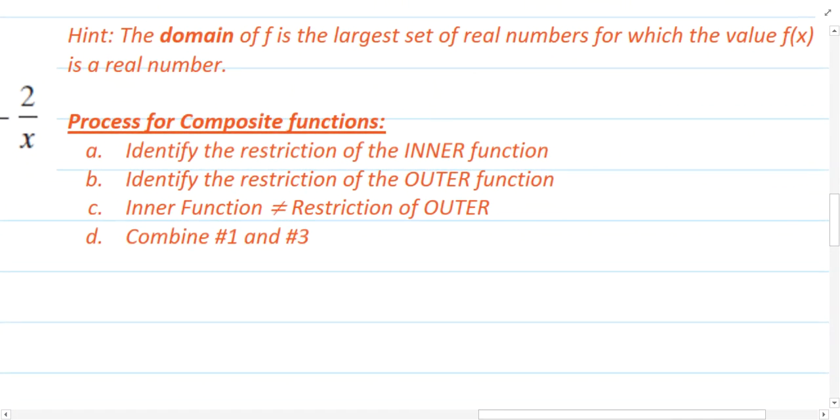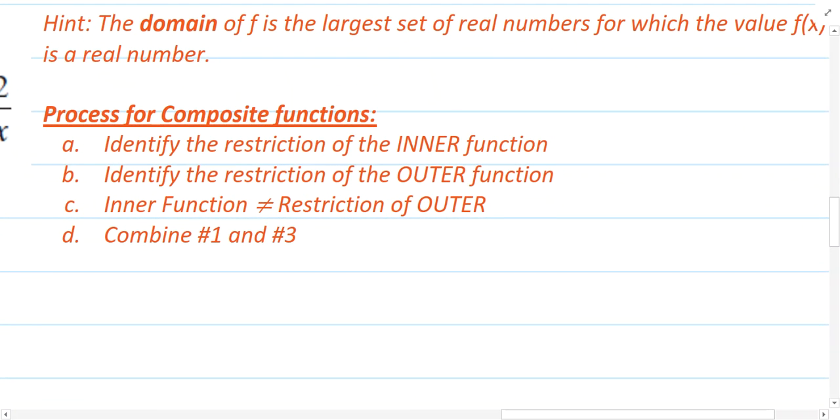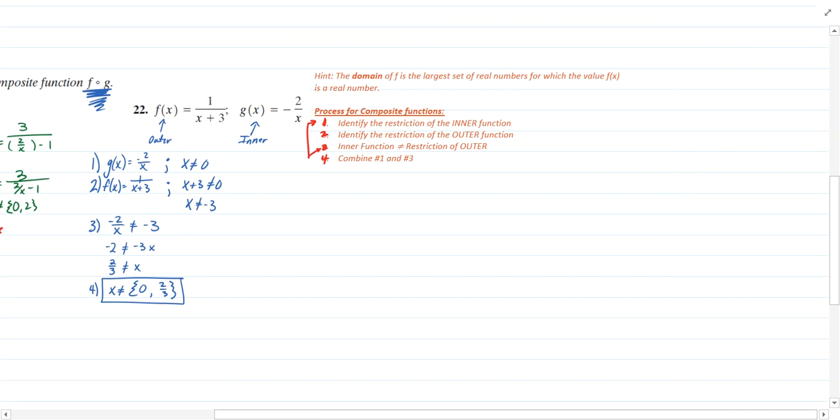Here's that process for finding the domain of a composite function. We either identify the domain or the restriction of our inner function, then we do the same for our outer function. We don't want to allow the result from our inner function to equal the restriction of the outer function, and so we find where that occurs, and then to report our answer, we combine steps 1 and 3. So this should be labeled 1, 2, 3, 4. Whatever answers we got in step 1, whatever answers we got in step 3, those are the results for the domain of the composite function.